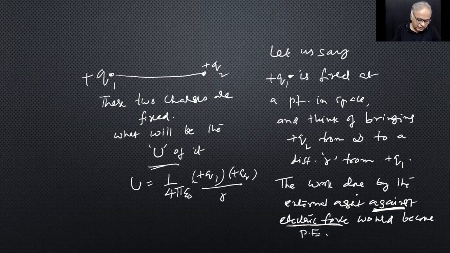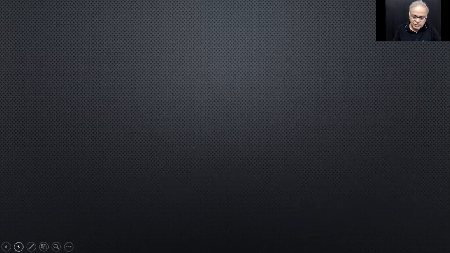Now let me continue this. After that, I'll come back. I'm changing it. But remember this thing, you need to tell me what I've written. So I had plus Q1 here. Okay. So plus Q2 was brought from infinity and was placed here by an external agent. Tell me what is going to happen.